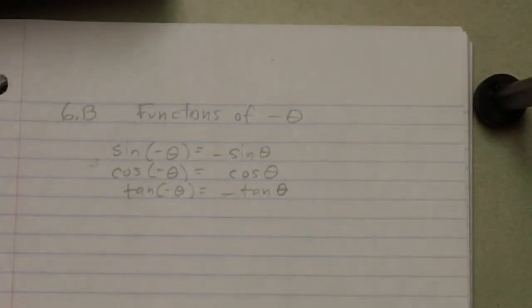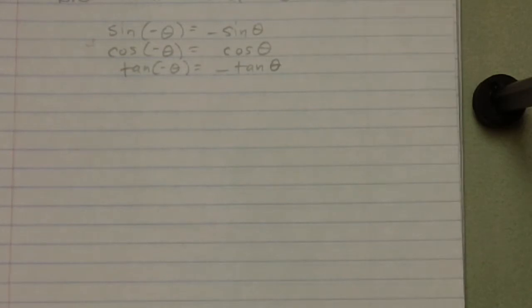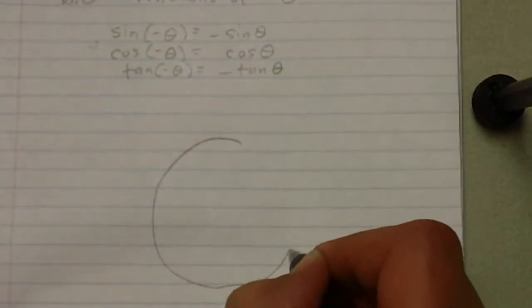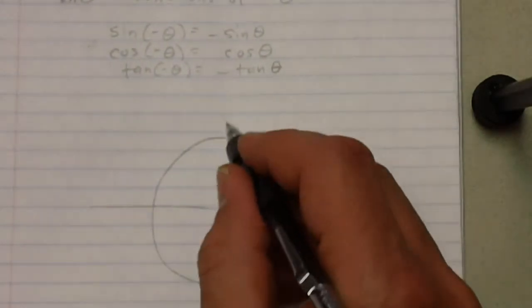And you might ask yourself, wow, more stuff to memorize. But really it's not the case. We know enough already to figure this out. And we know this from our unit circle. So I want to draw our unit circle. Our unit circle is something like this.